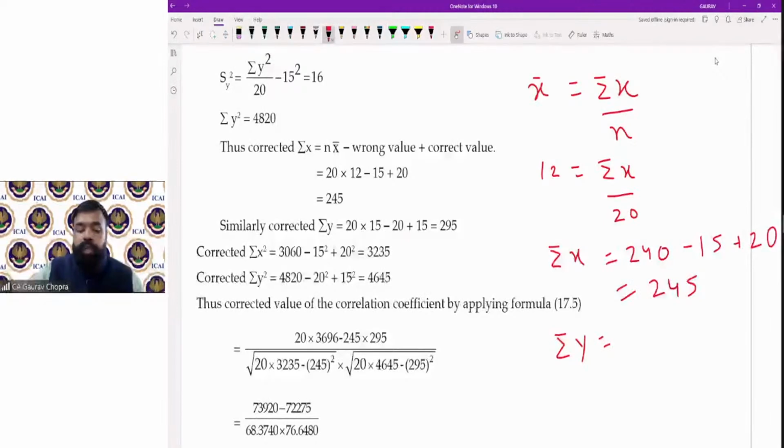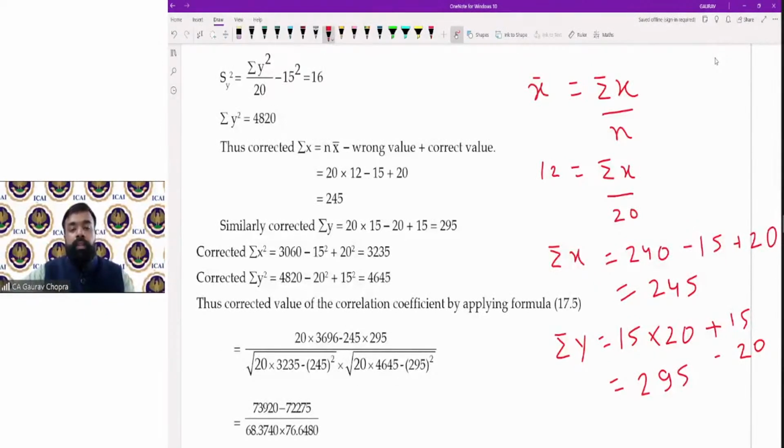तो सिग्मा y कैसे आएगा? पहले हम वही करेंगे 15 into 20, that is 300. करेक्ट वैल्यू को किया ऐड, इनकरेक्ट वैल्यू को सब्ट्रैक्ट. तो प्लस 15 and minus 20. How much? 295. So this will be your sigma y. So इस तरह से आप सब में पहले क्या करेंगे? करेक्शन एंड देन अप्लाई द फॉर्मूला फॉर कोरिलेशन.